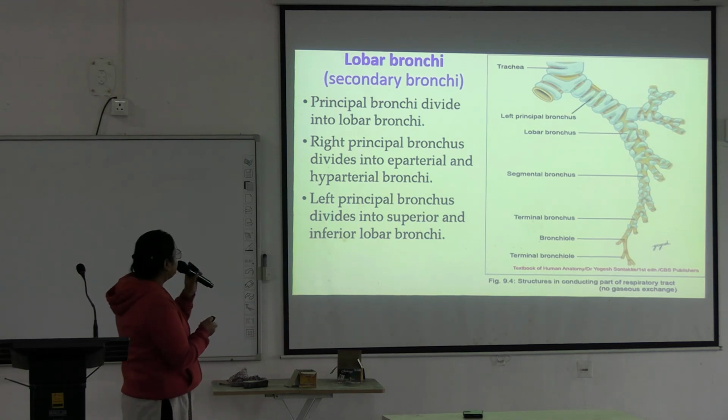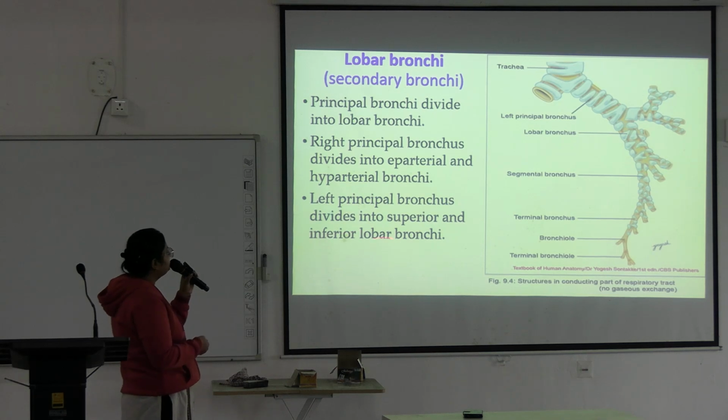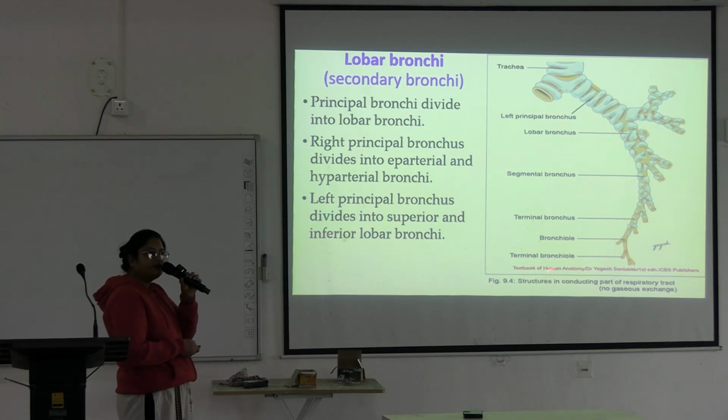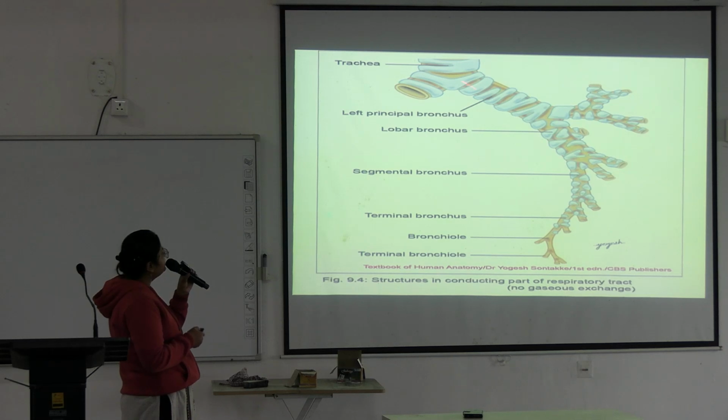Okay. And the left principal bronchus divides into superior and inferior lobar bronchi. At the lung root, only one principal bronchus you have seen. After entering into the lung, it is dividing into superior and inferior lobar bronchi. So here on the left side you can see this is the left principal bronchus, this is superior and this is inferior lobar bronchus.